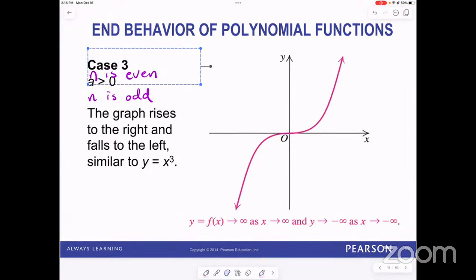So a positive leading coefficient goes up to the right, and if n is odd, the other side does the opposite, it goes down to the left. And then lastly, if our leading coefficient is negative, that means it's going to fall to the right. And if n is odd, the other side does the opposite, it's going to go up to the left. Right? So those are our 4 cases.